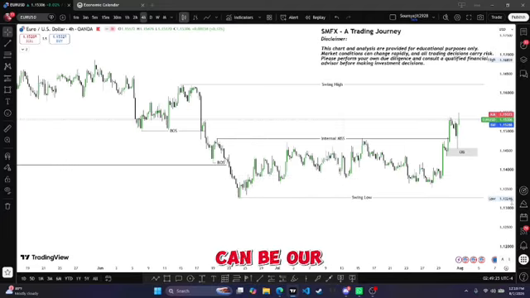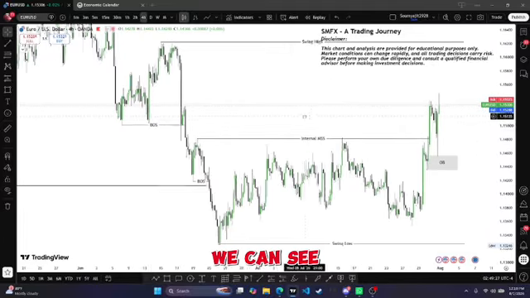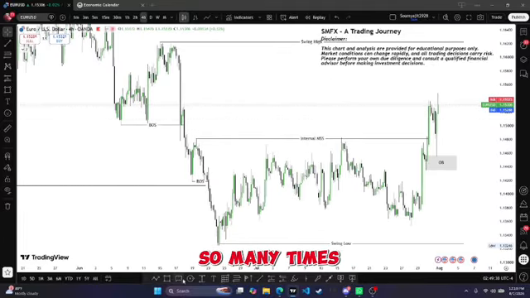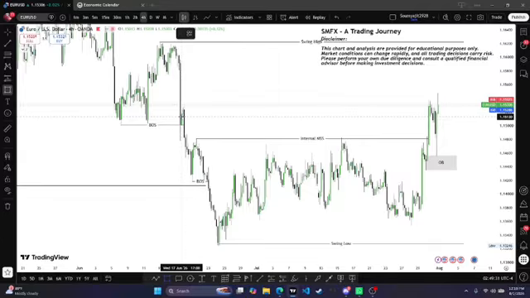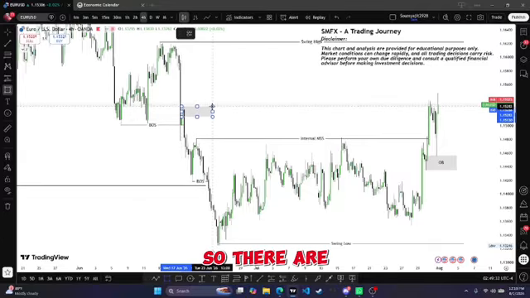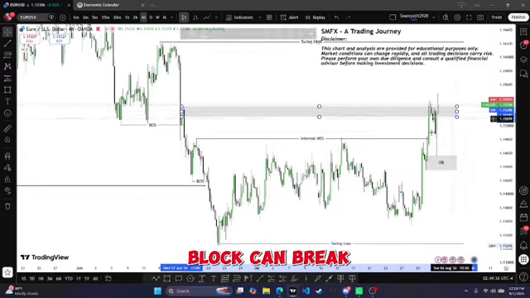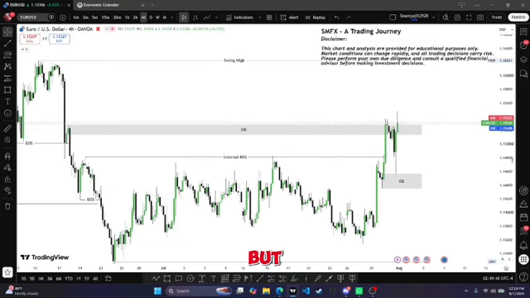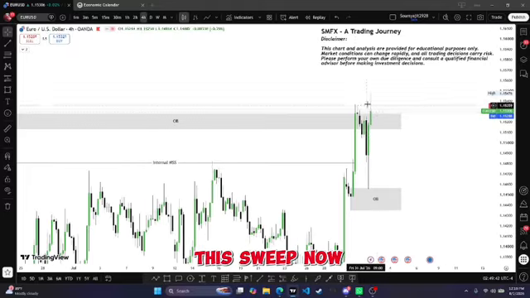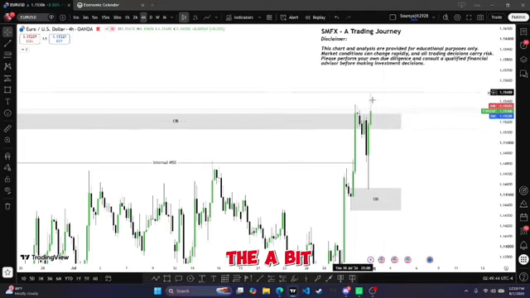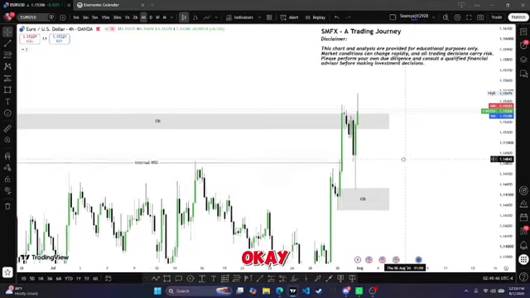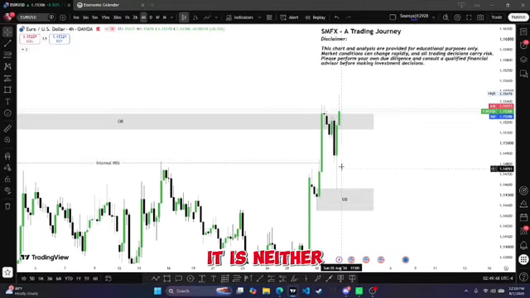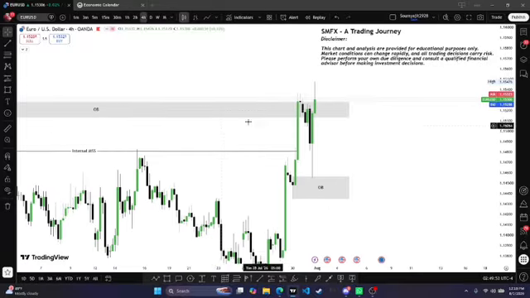Alright, so what can be our target right now? We can see this order block has been filled so many times, so there are chances this order block can break and the price can go up. But since we got the sweep, right now it's in a bit of a dilemma. That means it is neither going up nor going down. So we have to wait for confirmation of our bias before we can take a trade.